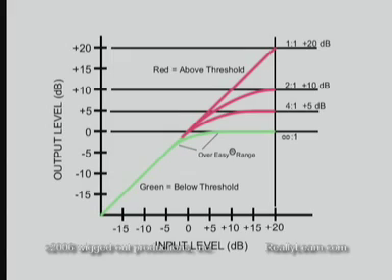Now, DBX has a feature on their compressors called Over Easy. They know we all need help, so the Over Easy setting makes the compressor a little more forgiving. As you can see, with the Over Easy feature, the point at which the input meets the threshold is no longer a hard knee. It's more of a gradual curve.